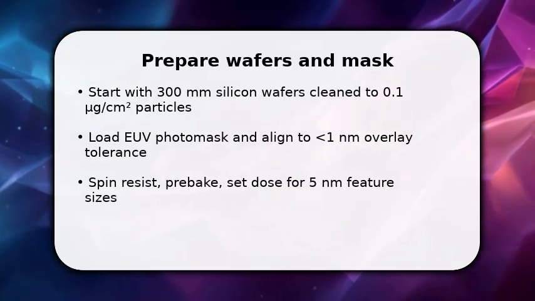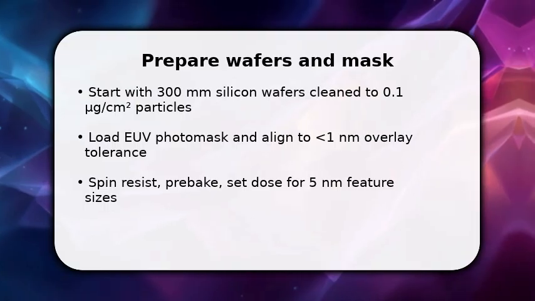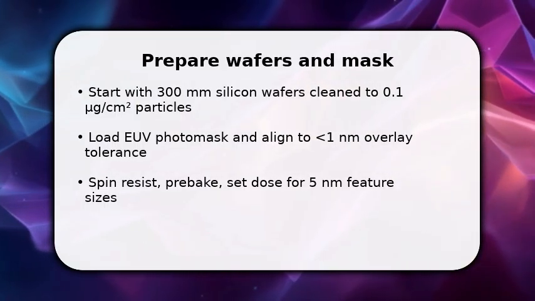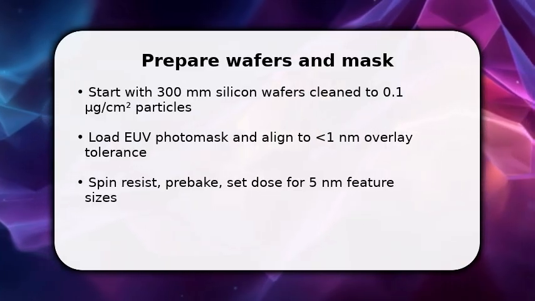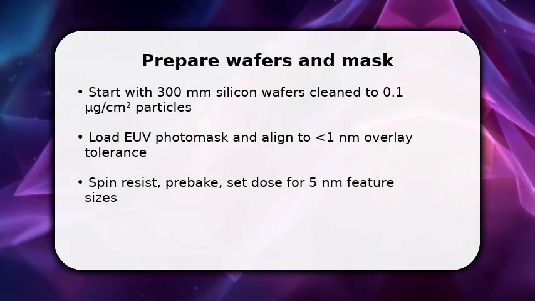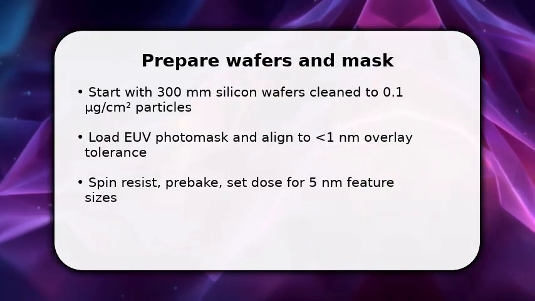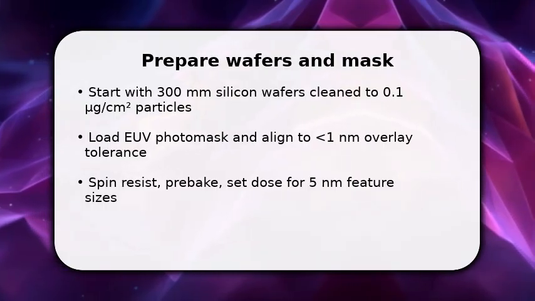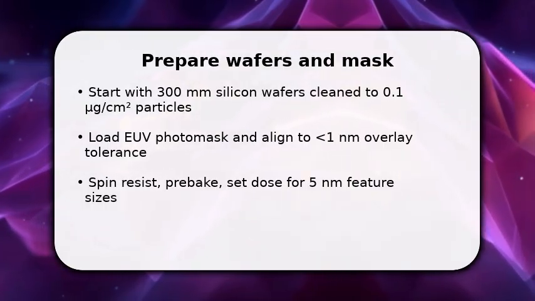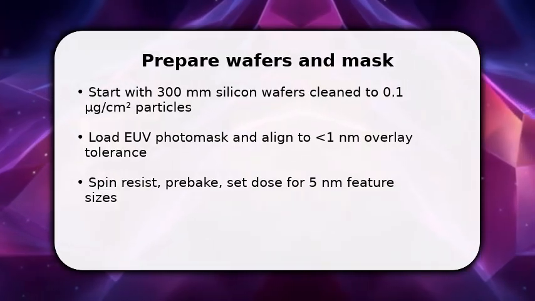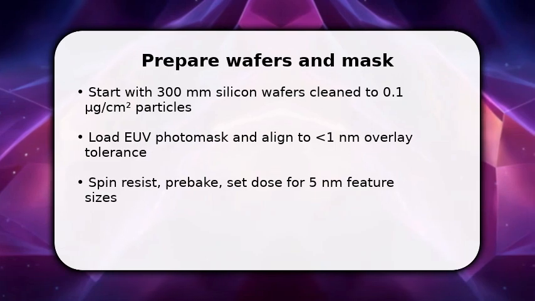Cleanliness matters because contaminants ruin 5 nm features. Once done, spin a high-resolution resist and prebake to remove solvents, then set the exposure dose precisely for small critical dimensions. Make sure to align the mask to the wafer with sub-nanometer overlay controls. This alignment is the foundation for every subsequent layer. These first steps establish the pattern fidelity you will preserve through deposition, etch, and inspection.